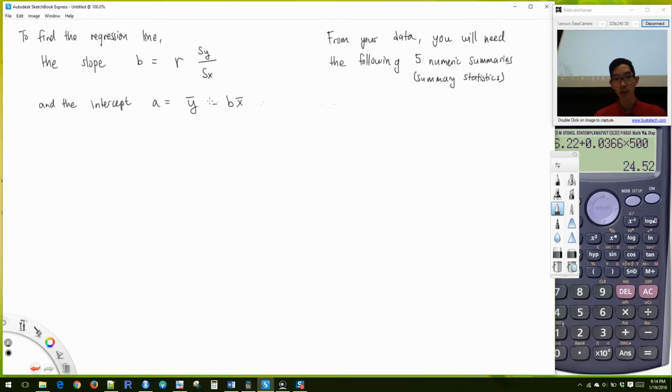Okay, and what are they? They are X bar. What does X bar represent? The mean of our x's. Okay, so it's the sample mean of x. Okay. What does S represent? Standard deviation. Okay, and so Sx is the sample standard deviation, or standard deviation of x.